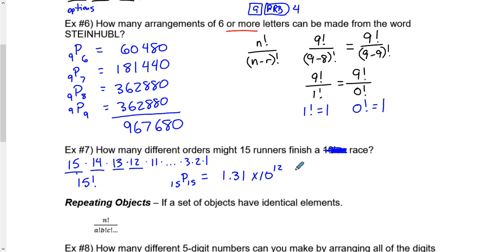So let's see, that works out as 1, hundreds, thousands, millions, billions. That's 1,307,674,368,000, and we don't know how many hundreds, tens, or ones there are. Of course, if we did it by hand, we could do that. But there's a lot of different ways that 15 runners can finish a race.